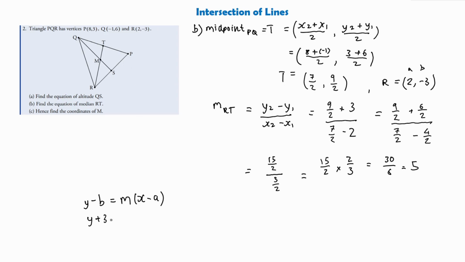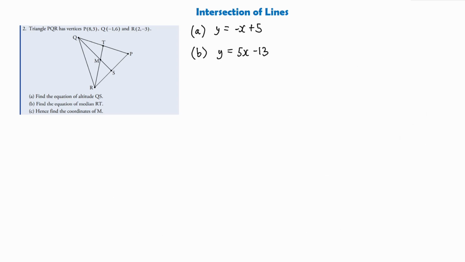So we're going to get minus 3, which is just plus 3. Gradient is 5. A is 2. So now we can say here that we're going to get y plus 3 is equal to 5x minus 10. Or we can rearrange this to say that y is equal to 5x minus 3 from both sides, minus 13. So we've worked out the equation for part B, which is the equation of the median RT.